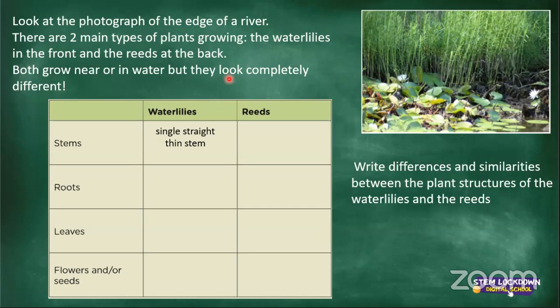And the reeds, they are tall, right? And it's woody. The roots. Okay, now I showed you a picture, but you cannot see the roots. So if you cannot see that part of the plant, you cannot compare. So we just say the roots are not visible. And with reeds, we also can't see the roots. So we cannot comment on them. If we look at the leaves, what is different about the leaves?